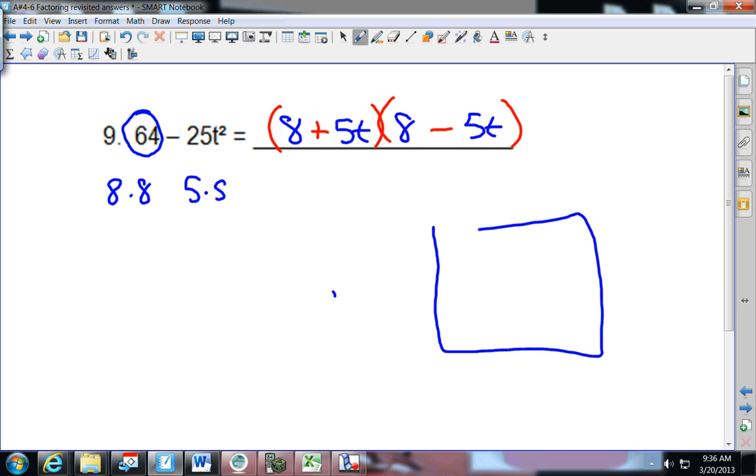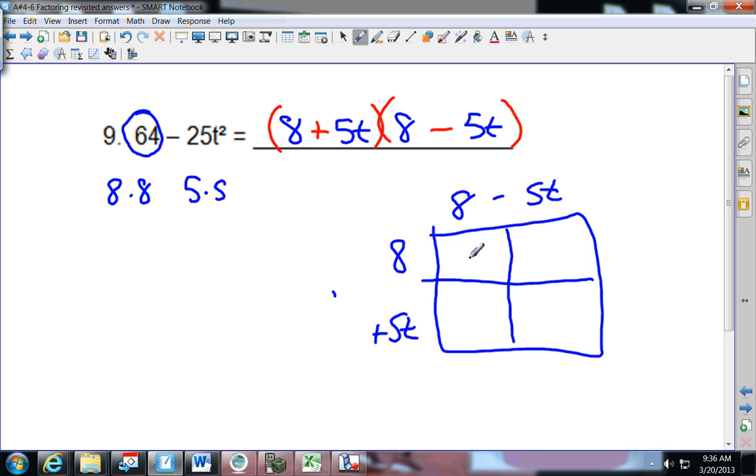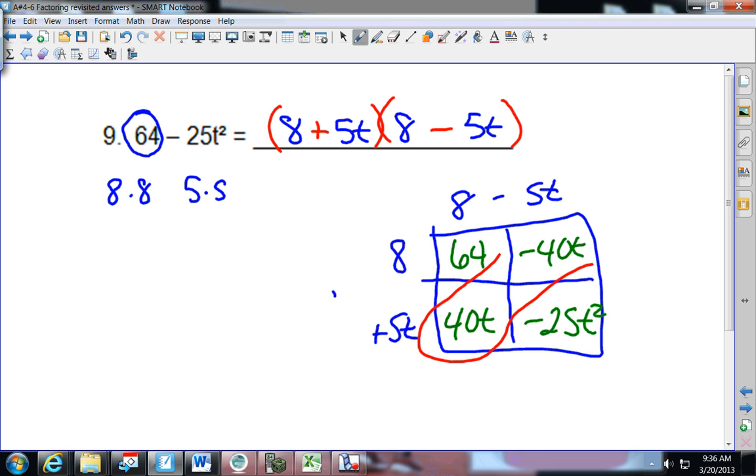Remember, the reason why that happens is because if I put 8 plus 5t and 8 minus 5t, right here is 64, 8 times 8. This right here is negative 40t and positive 40t and negative 25t squared. Well, these are what's canceling out. That makes 0, because when you add these two together, it makes 0. That's your difference of squares.